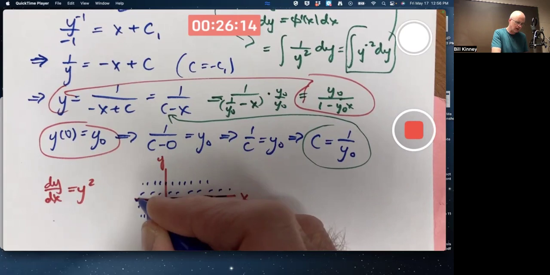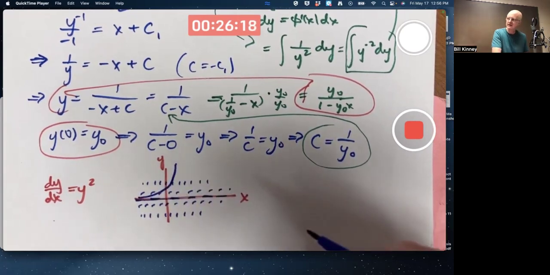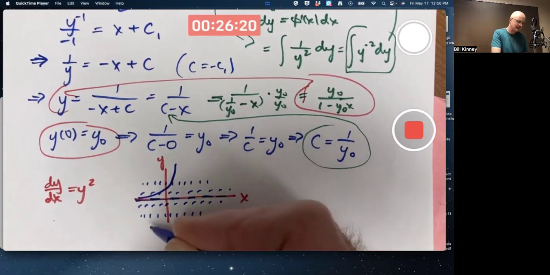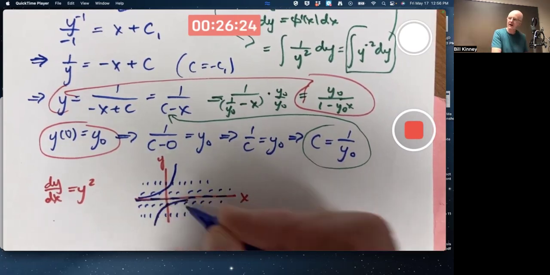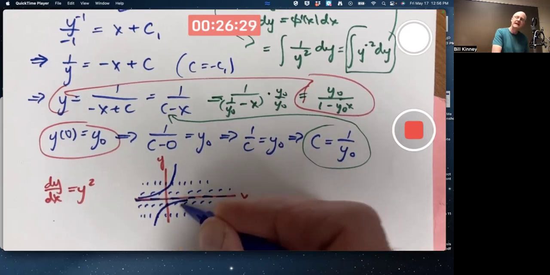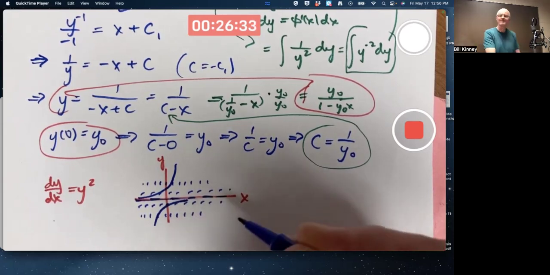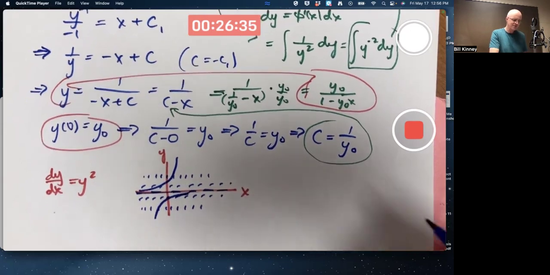So solutions up here look like, I guess, like this. They look like they grow exponentially or something. And solutions down here grow but are concave down. I guess they grow exponentially in the negative x direction. Sort of, I guess. Maybe it's not clear.